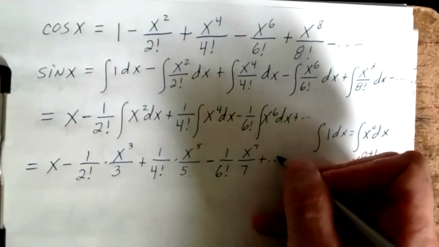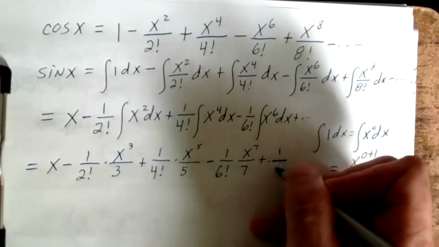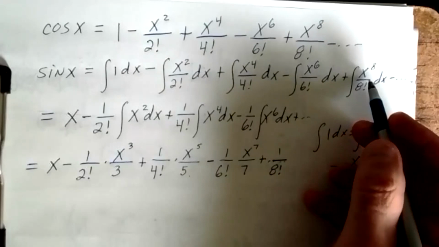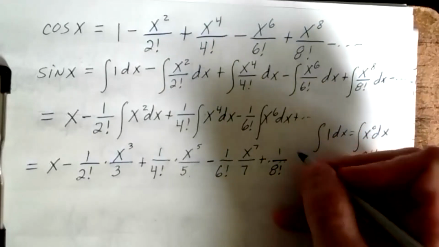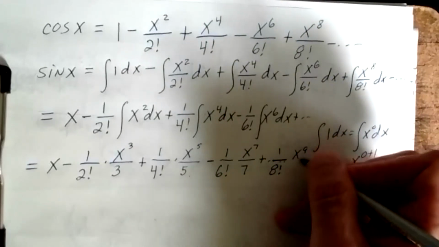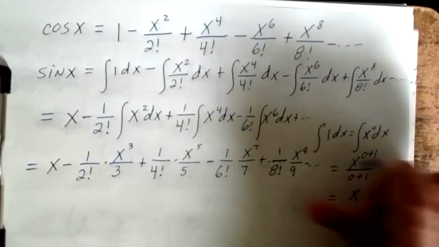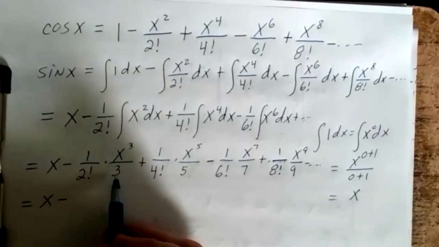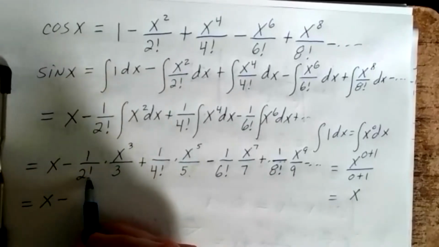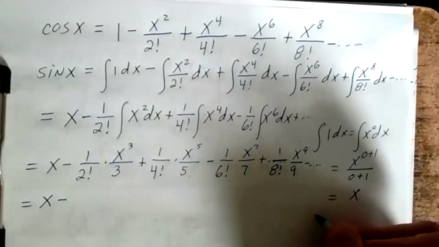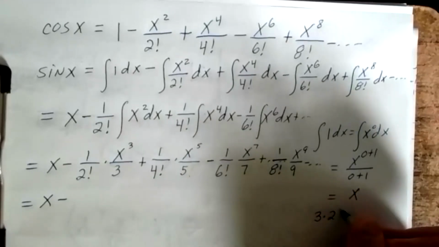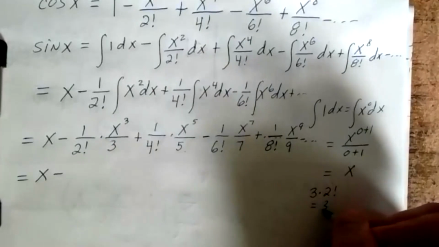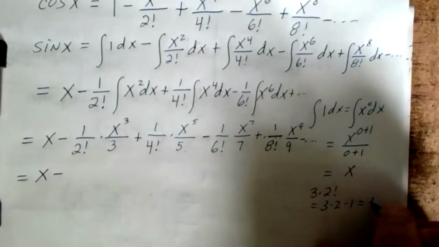Well, actually back to a plus 1 over 8 factorial times the antiderivative of x to the 8th power with respect to x, which is going to be x to the 9th power over 9. All right. So what we have here is x minus, now do you agree that 3 times 2 factorial is really 3 times 2 times 1, which is what, 3 factorial?